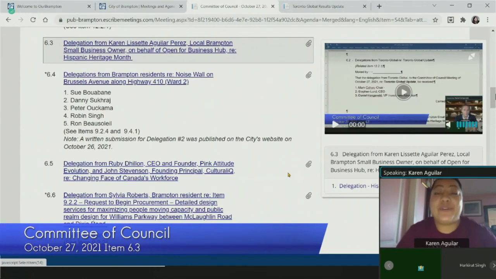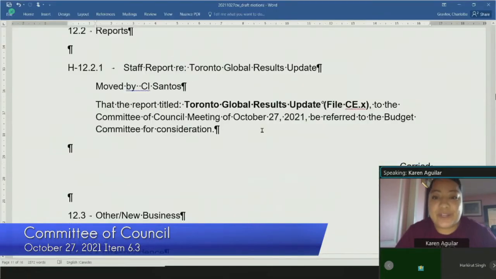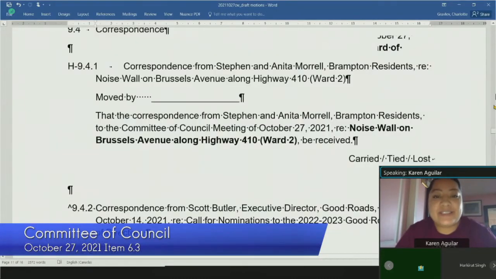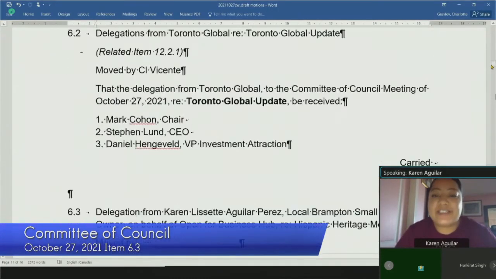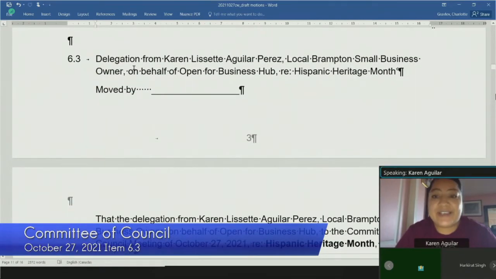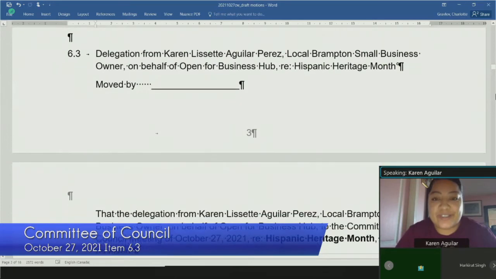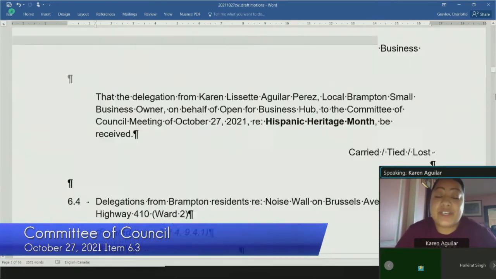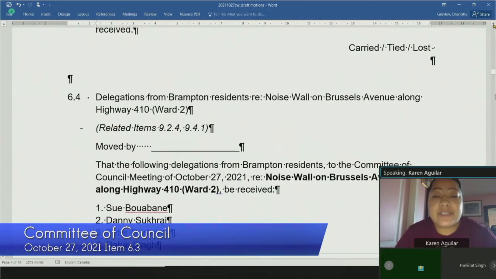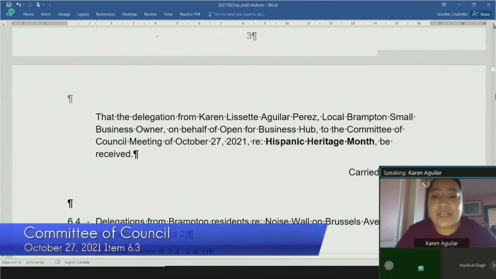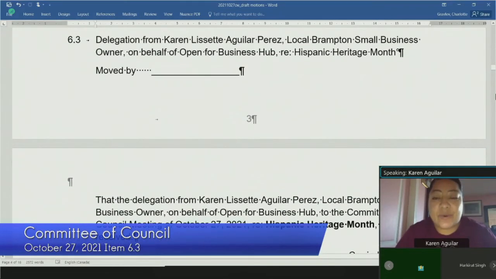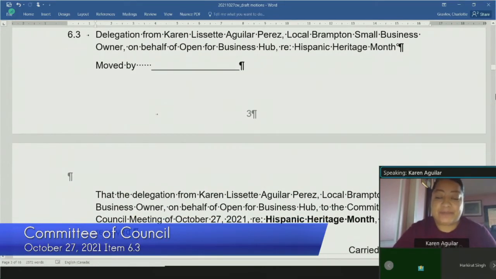I'm the founder of Open for Business Hub, a for-profit social enterprise that's passionate about supporting our local small business community through personal development and experiential opportunities to network and scale their businesses, with a focus on mentoring our future leaders and entrepreneurs. My mission is to rejuvenate and restart, bolstering confidence amongst the Brampton small business community, especially the downtown core. Today, I come to you as a concerned resident.